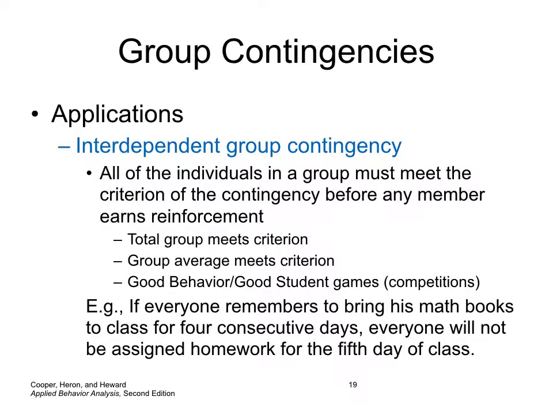The number 3 is interdependent group contingency. An interdependent group contingency is one in which all members of a group must meet the criterion of the contingency individually and as a group before any member earns the reward. As you see in the example, if everyone remembers to bring his math books to class for 4 consecutive days, everyone in the group will not be assigned homework for the 5th day of class. So everyone in the group has responsibility.